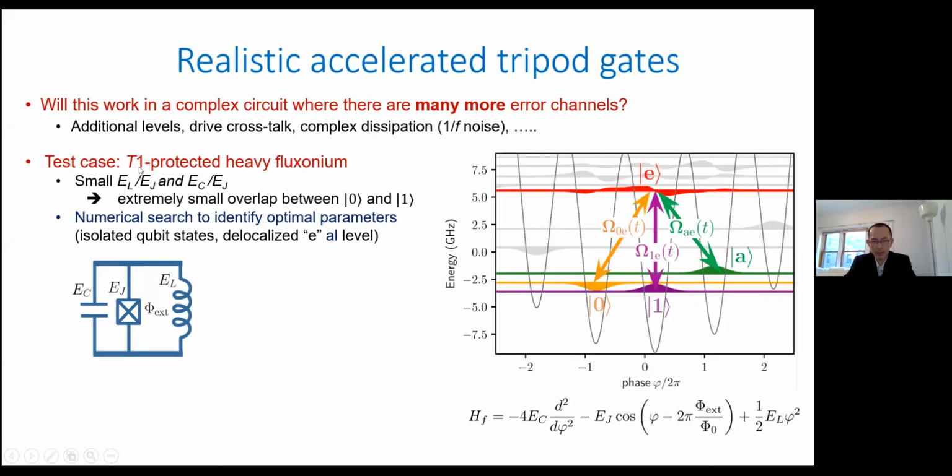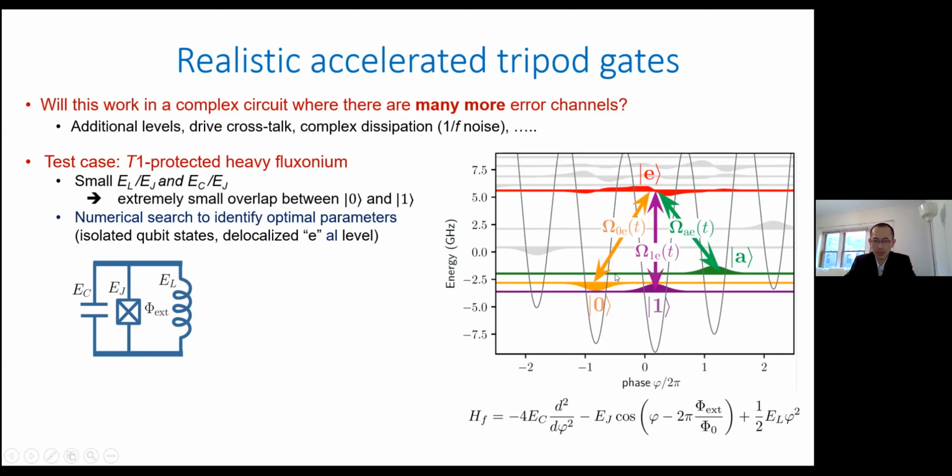So to answer this question, I'll focus on a specific system, which is a T1 protected heavy fluxonium. A fluxonium is basically a Josephson junction surrounded by a capacitor and inductor, and it has a potential landscape as a function of phase, shown in this picture here. So basically, it has a cosine potential that rides on a parabola.